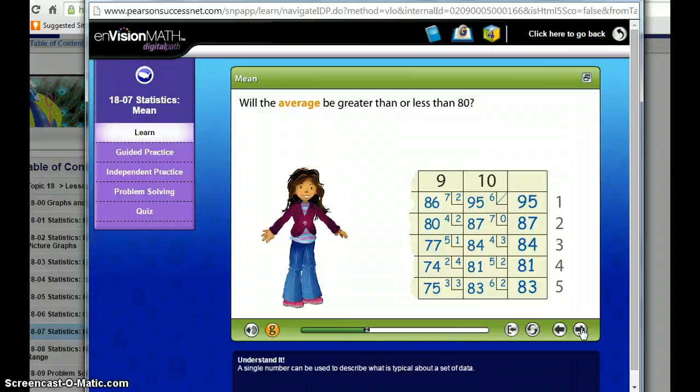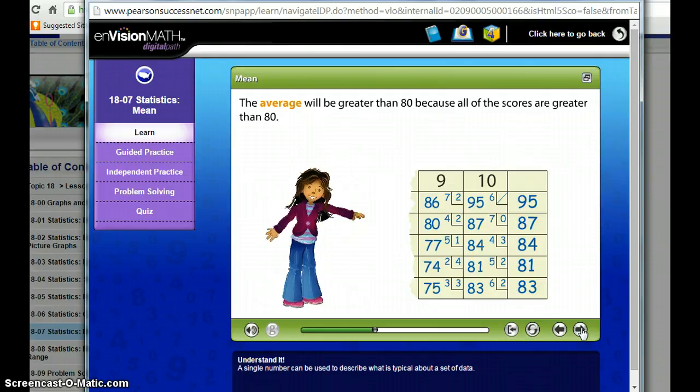Will the average be greater or less than 80? Will our mean be greater than 80 or less than 80? And why? Caden? Right, it's going to be greater than 80 because all the numbers in our data are more than 80. Very good. The average will be greater than 80 because all of the scores are greater than 80.